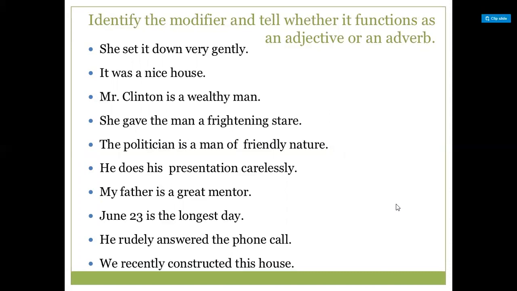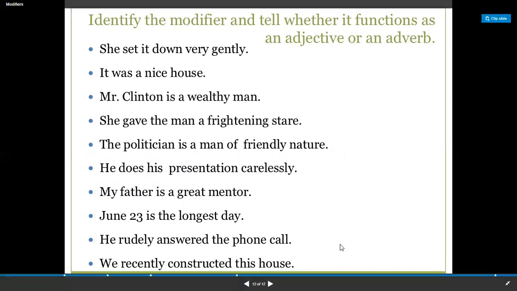She gave the man a frightening stare. How was the stare? Going back to the first slide, if we ask ourselves certain questions, the answers to those questions happen to be nothing but modifiers. What kind of a stare? Frightening stare. What kind of a nature? Friendly nature. He does his presentation carelessly. So how does he go about his presentation? If we answer that question, that becomes carelessly. So obviously the modifier here is carelessly. My father is a great mentor. Great describes the mentor.